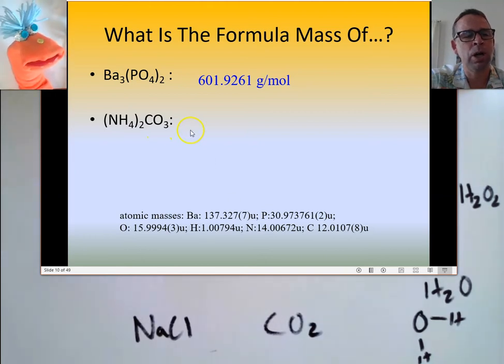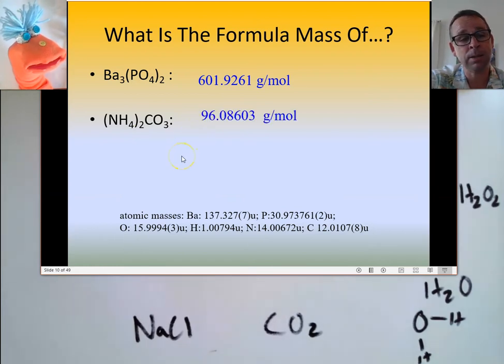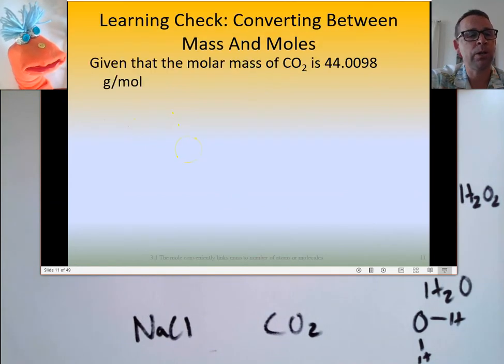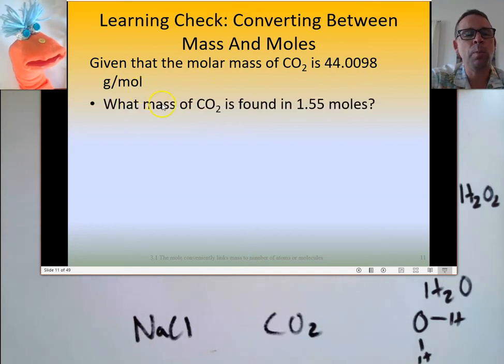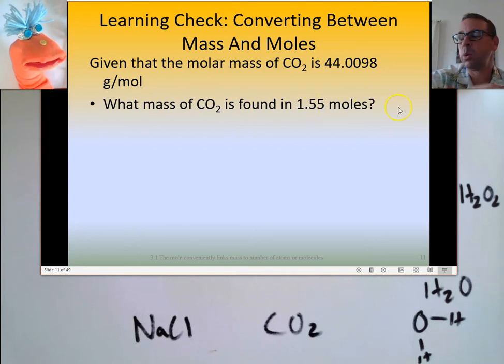Okay, so you did it at home. Let's see what the answer is. 96. All right, that's 2 nitrogens, 8 hydrogens, 1 carbon, and 3 oxygens. Okay, very good. So, if I know that the molar mass of carbon dioxide is 44, that's grams for every mole, how much mass of carbon dioxide is found in 1.55 moles?